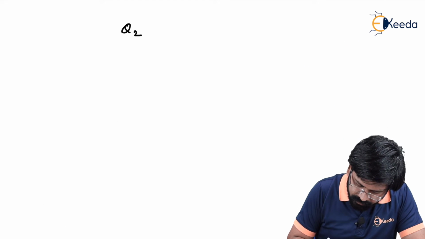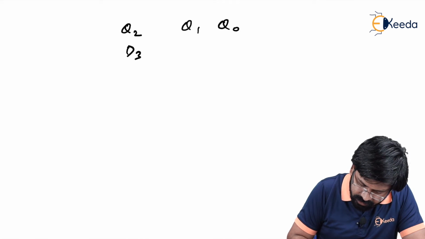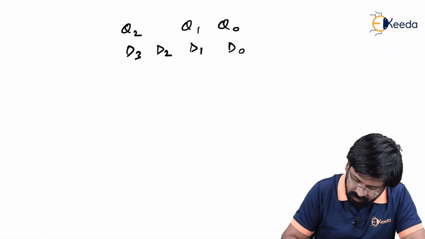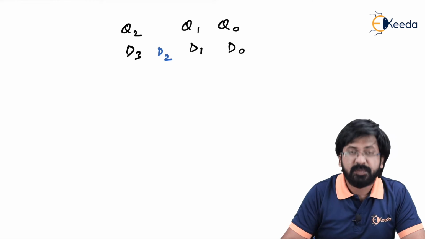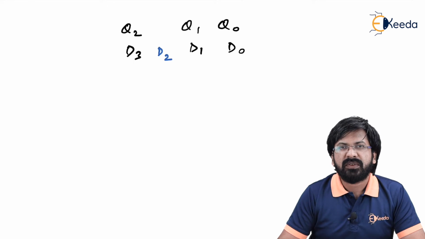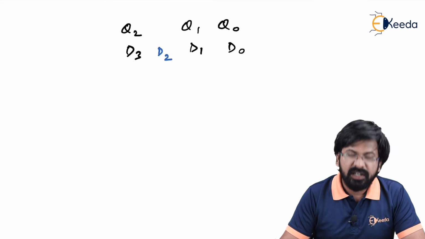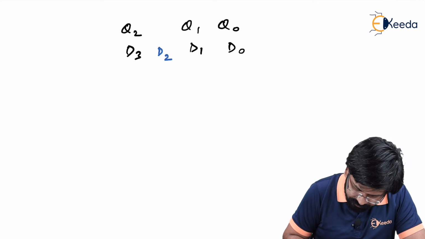As we have seen, Q2, Q1, Q0 are provided to inputs D3, D2, D1 and D0. I am going to treat this D2 specially because this D2 is permanently grounded. Whereas Q2, Q1, Q0 are the output of the counter, which is freely running and the outputs are increasing as 000, then 001, and going up to 111. Meanwhile, D2 always remains 0. So this is what I am trying to show here.